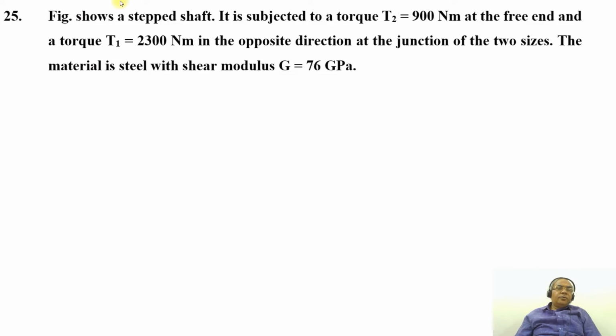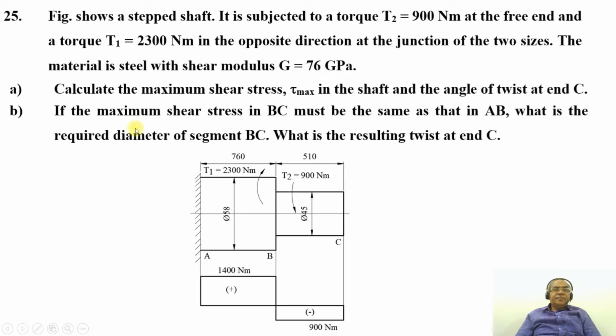Now in this video we will take up one more problem. Figure shows a stepped shaft. It is subjected to a torque T2, which is equal to 900 Newton meter at the free end, and a torque T1, which is 2300 Newton meter in the opposite direction at the junction of the two sizes. So that means you have the clockwise here and we have counterclockwise here.